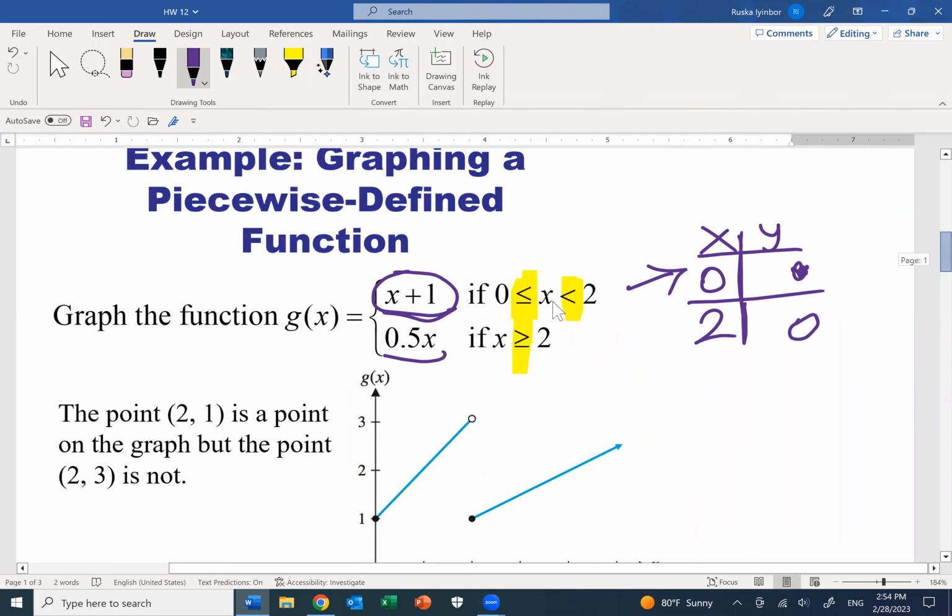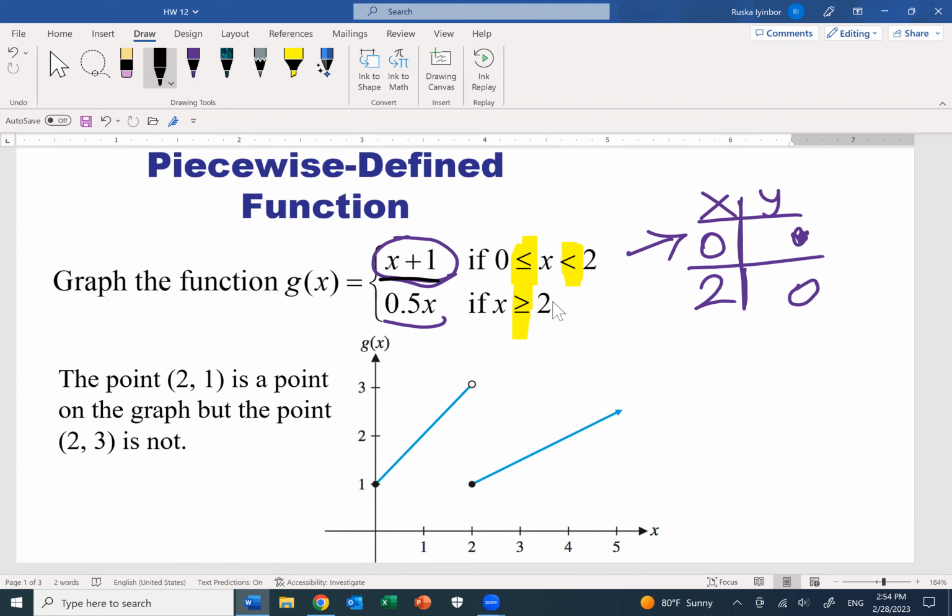I replace x with 0 in x plus 1. That's my function right now, x plus 1. So when I replace x with 0, 0 plus 1 is going to be 1. And when I replace x with 2, 2 plus 1 is going to be 3. So those are the 2 points I'm going to use. One is a filled point, and the other one is going to be an open circle. I'm putting this on the side just to keep in mind that the 2 points are going to have different representations.